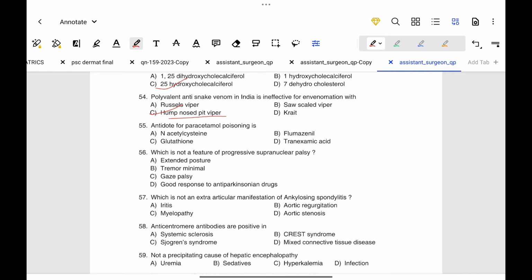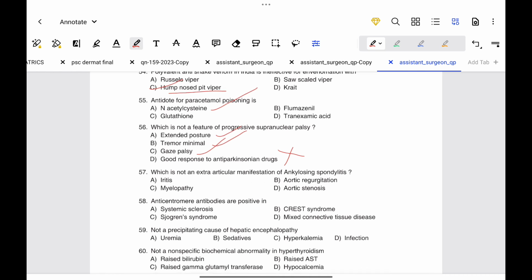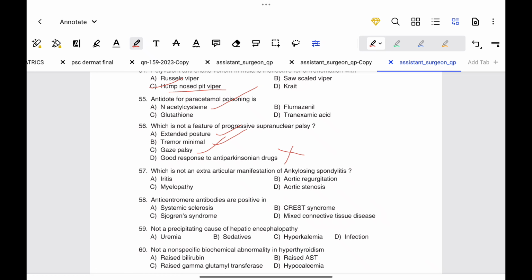Antidote for paracetamol poisoning is N-acetylcysteine, NAC. Which is not a feature of progressive supranuclear palsy? So option A, extended posture, correct. Tremor minimal, correct. Gaze palsy, correct. Good response to anti-Parkinson drugs, this is wrong. They are giving less response to levodopa.